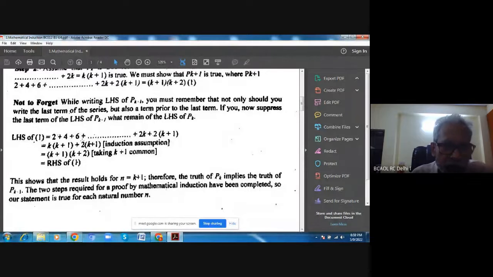Then after that, simply calculations. It is the induction assumption, taking k plus 1 common, and then the right hand side is equal to the same thing. When the same things are coming, you can write, you see the same thing is coming on the right hand side also. So when the left hand side is the same, you can say that the 2 steps required for a proof by mathematical induction have been completed. So our statement is true for each natural number n. You can write it in this way also, or as in the earlier solution I showed you, what is to be written in the last. Same thing you can write.